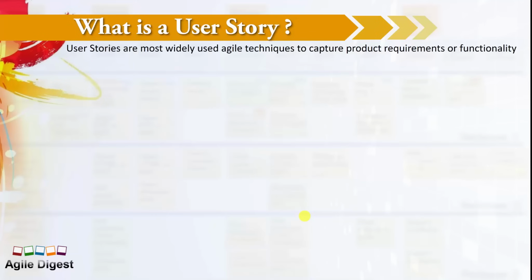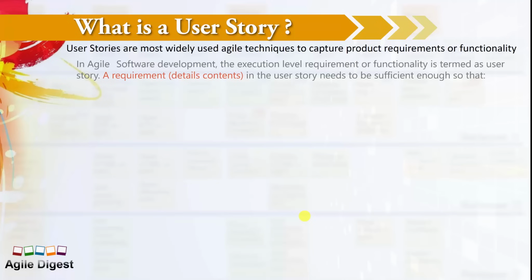So what exactly is a user story? A user story is one of the most widely used agile techniques to capture product requirements or functionality. How it is different from our traditional way, we'll get to know in the details going forward in this session. In Agile software development, the execution level requirements or functionality are termed user stories. So the requirement details for each and every small requirement are a user story.